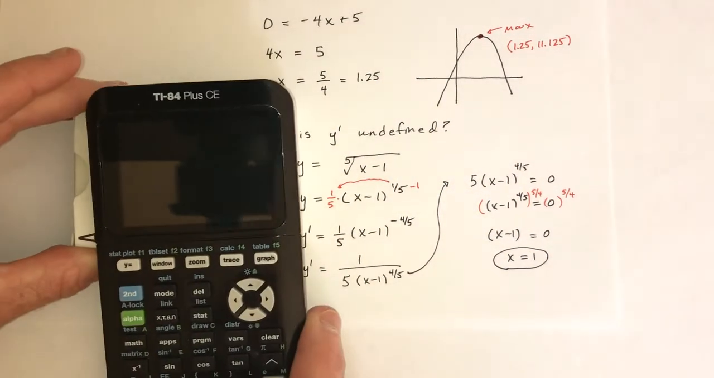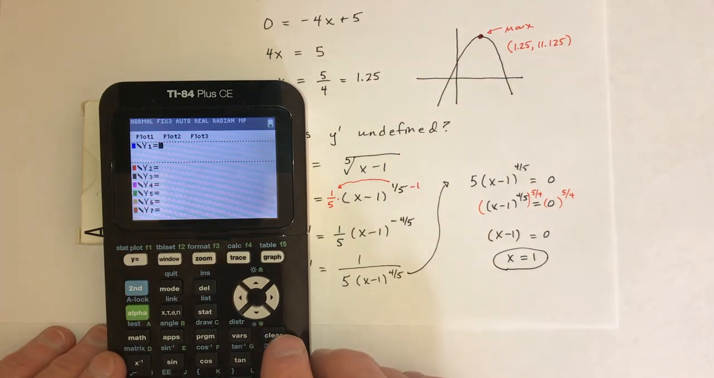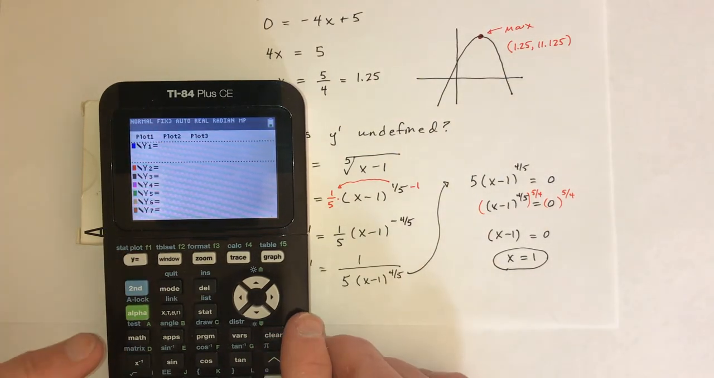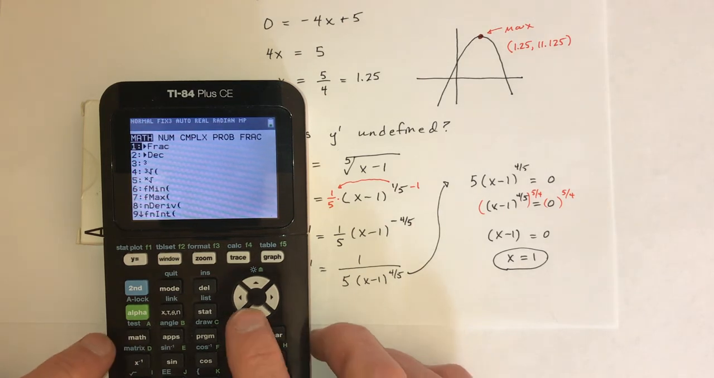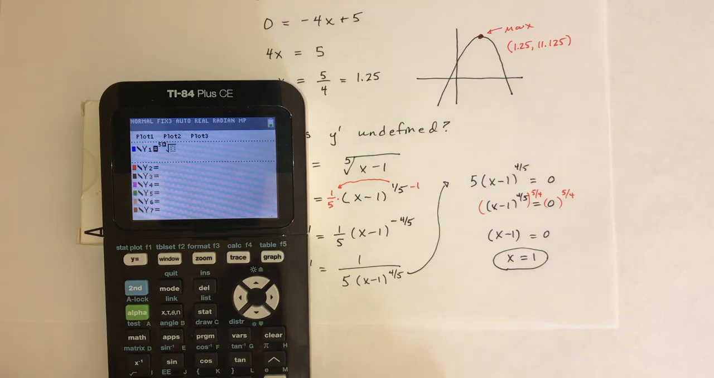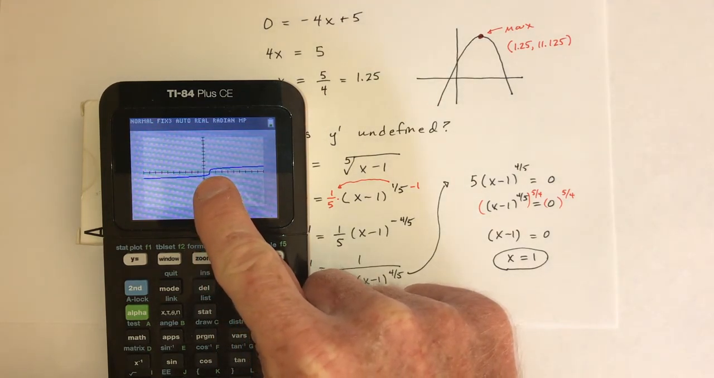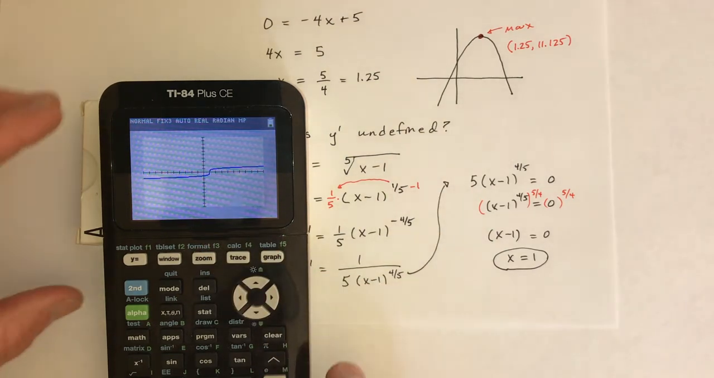So what's happening to the graph there? So the original function was the 5th root. So for that, I'll need to go to math and then use this one that says x root. Then I can type in the 5th root of x minus 1. And then zoom standard. And as you can see right there, at x equals 1, the graph went vertical for a moment. That's why the derivative does not exist.